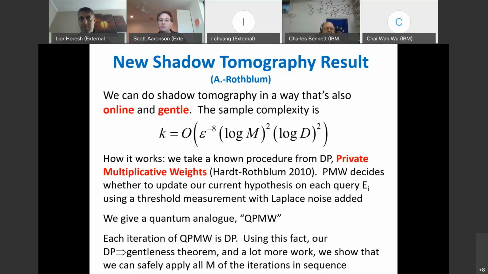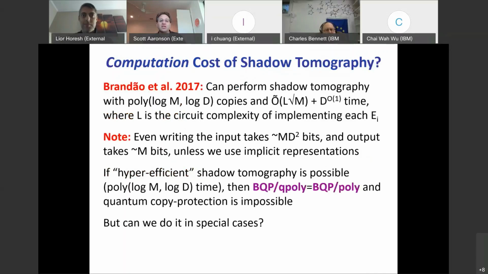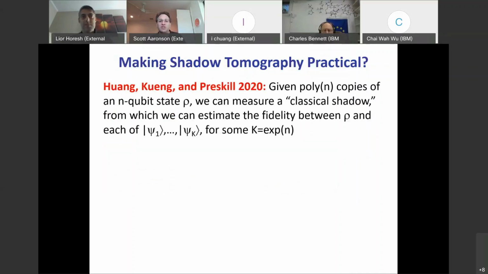And the way that we did this was fundamentally by taking known work from the classical differential privacy literature, something called the private multiplicative weights algorithm of Hart and Rothblum, and quantizing it. Okay, we gave a quantum version of that procedure, and we used our connection theorem to analyze it and show that because it was differentially private, therefore it was also gentle and it was not damaging our states by too much. Okay, so one can ask about the computational complexity of shadow tomography. There are interesting questions there, but because I'm running out of time, I'm just going to end with this slide.